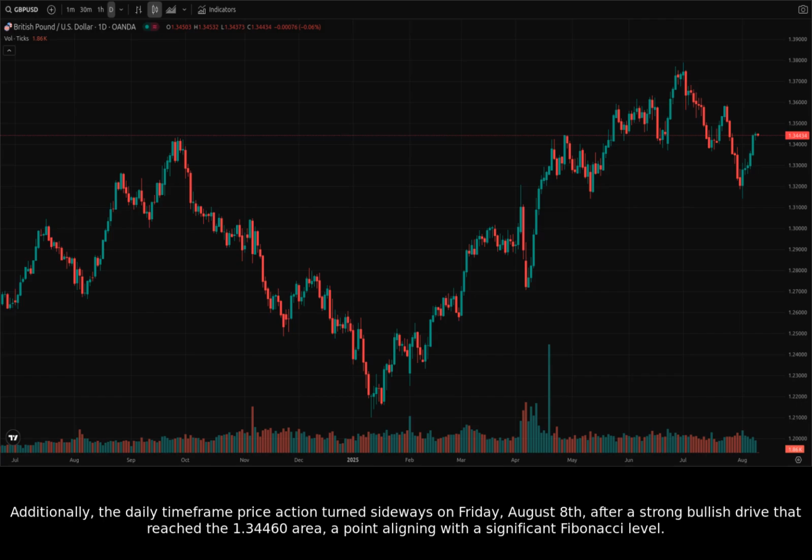Additionally, the daily timeframe price action turned sideways on Friday, August 8th, after a strong bullish drive that reached the 1.3446 area, a point aligning with a significant Fibonacci level.